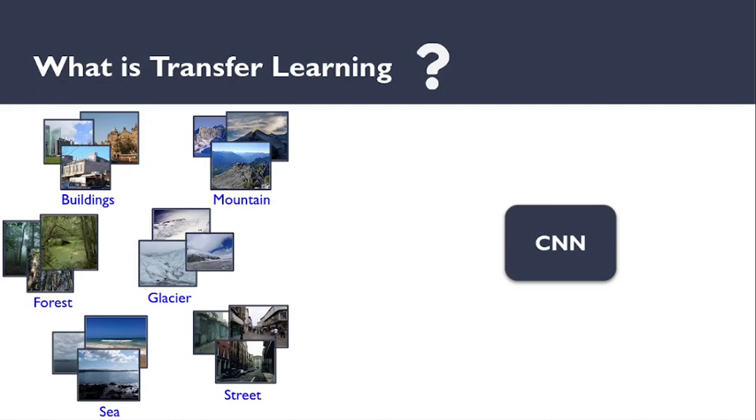custom dataset as well. This particular dataset consists of 6 classes, which are buildings, mountain, forest, glacier, sea, and streets. And what we want to do is to build a CNN classifier which can take any of these images as input and predict its correct class. To do that, we need to train this CNN with our custom dataset.